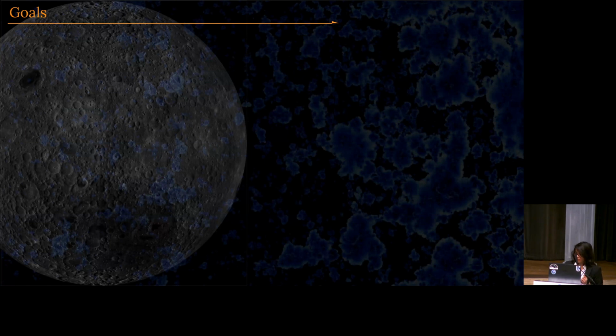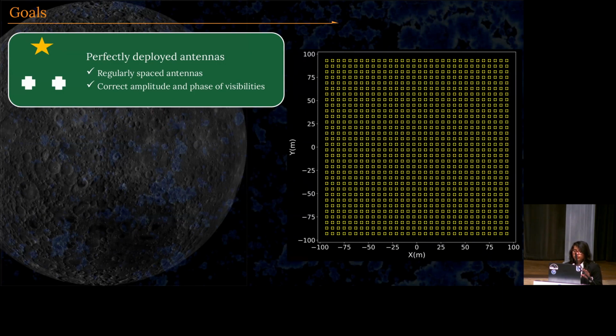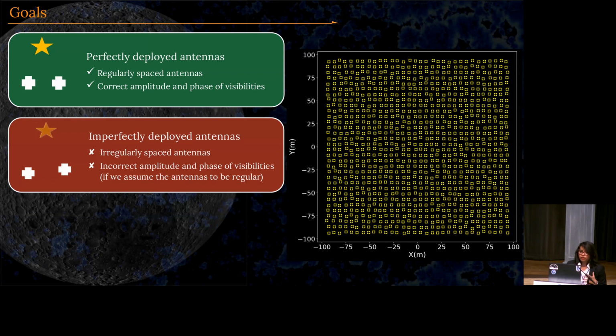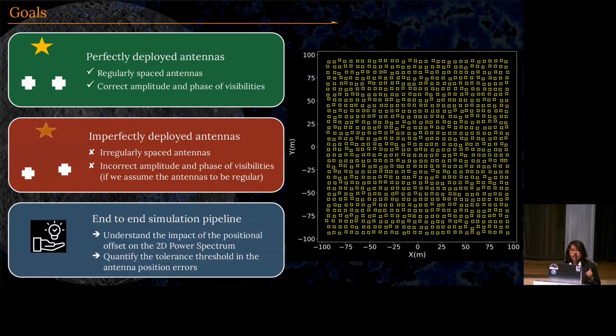In an ideal scenario, our antennas are going to be on a regular grid and we will have the correct amplitude and phase of the visibilities. But as we learned throughout the week, lunar topology is really not that smooth, and so the deployment of the antennas might be flawed, and that will lead to incorrect data. That's where my work comes into the picture. I'm trying to develop an end-to-end simulation where I can understand the impact of these antenna displacement errors on the science case.